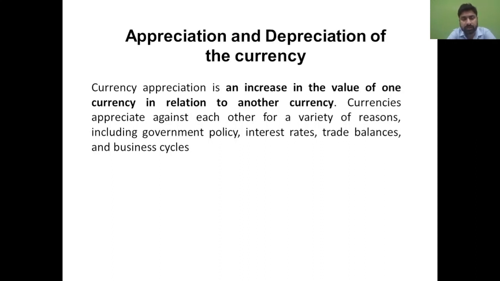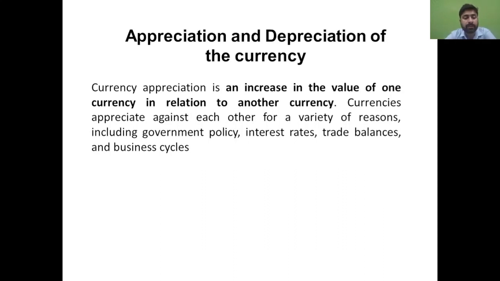Primarily, appreciation can be understood as the increase in the value of one currency in relation to another currency. Appreciation is a positive word. If there is an increase in the currency price, that is considered appreciation. Similarly, if there is a decrease in the value of that particular currency, it is considered depreciation. This is the definition on your screen. You need to write this in your examination, so please note it down.